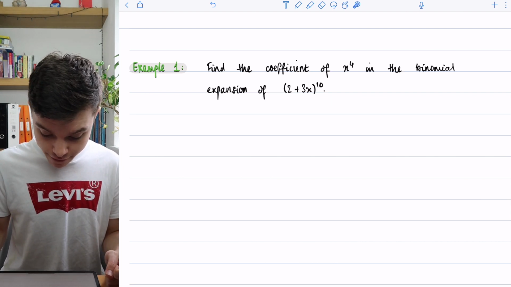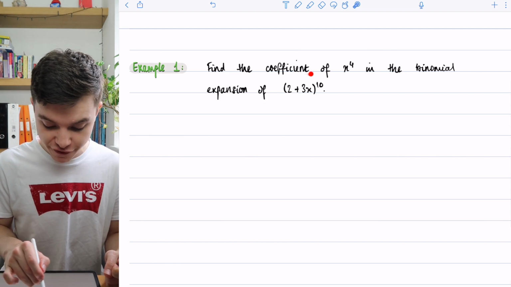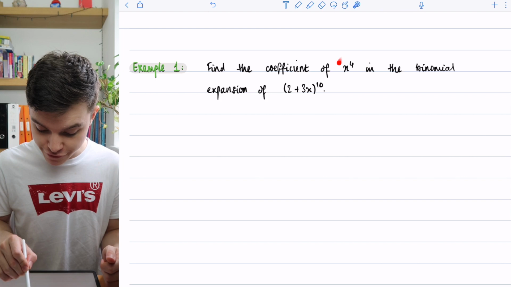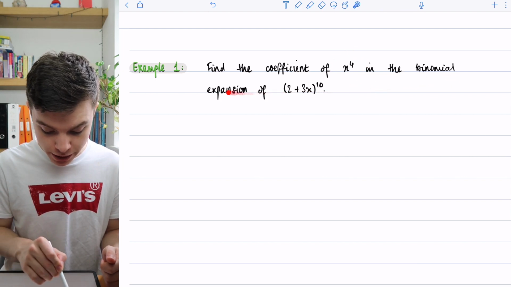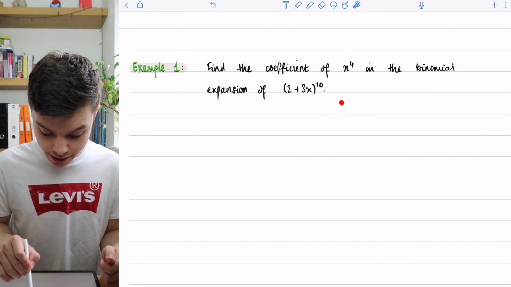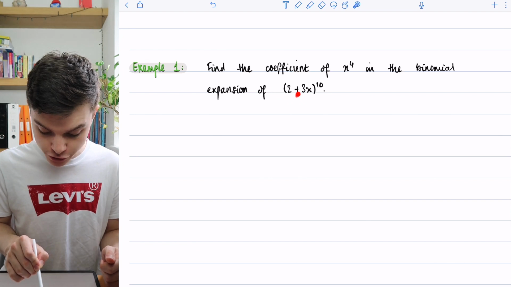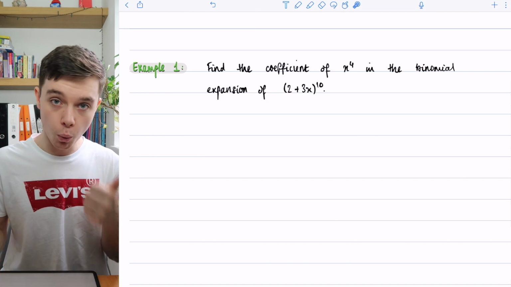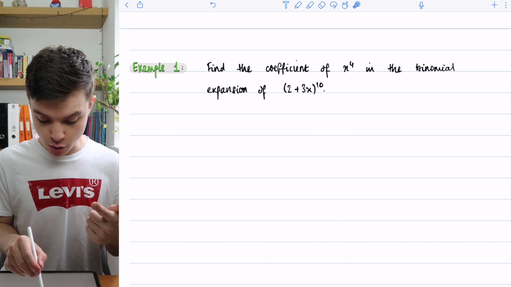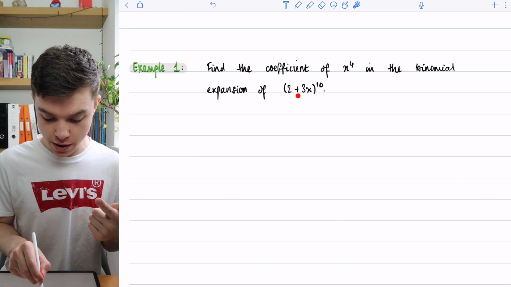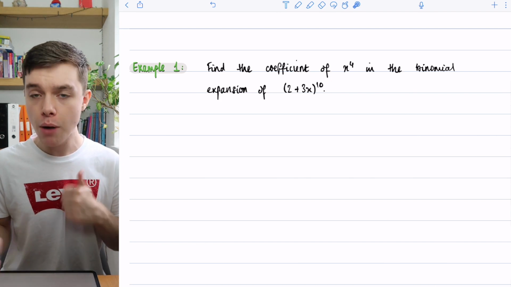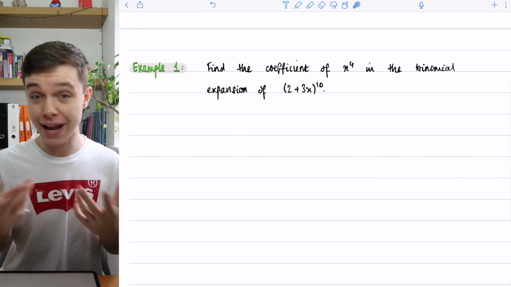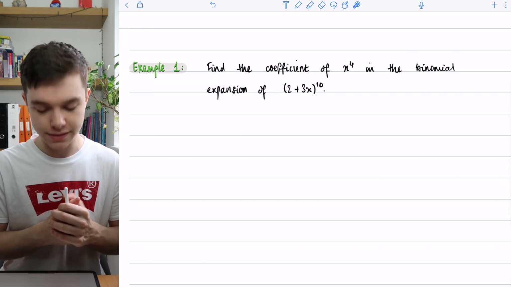So it says, find the coefficient. Remember, a coefficient is just the number in front of the term. Find the coefficient of x to the 4 in the binomial expansion of (2 + 3x) to the power 10. Now, it's a binomial expansion, one because it says so, but two because we've got two terms, 2 and 3x. And we've got a power of 10, which is a natural number, so we can use the binomial expansion for this.